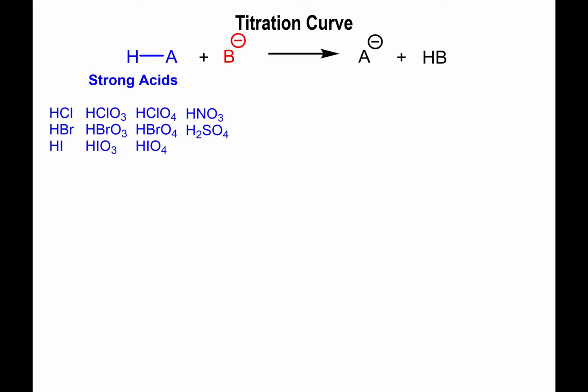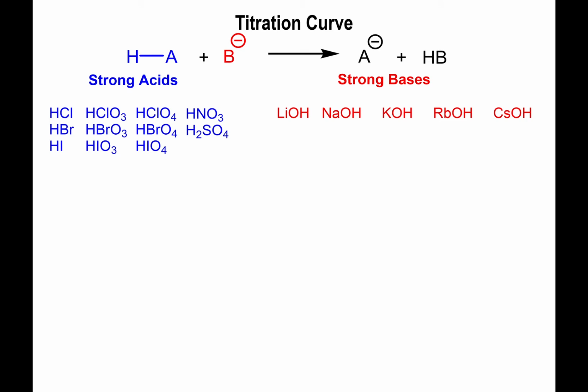And here, once again, you have to recall the list of 11 strong acids. If you're dealing with any of the 11 shown here, you have a strong acid. If you have any other acid that's not on this list, the acid can be assumed to be weak. Alright, so that's the list of strong acids.